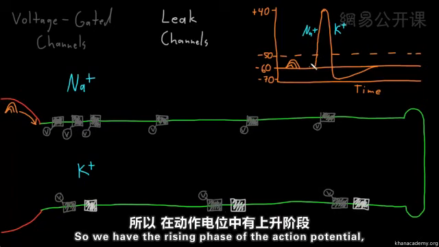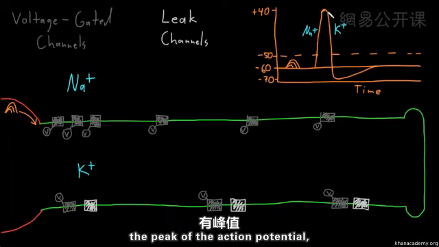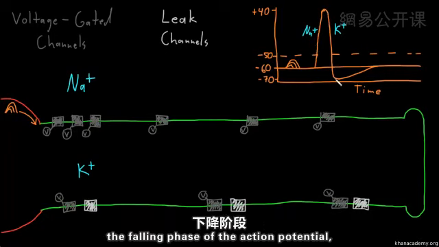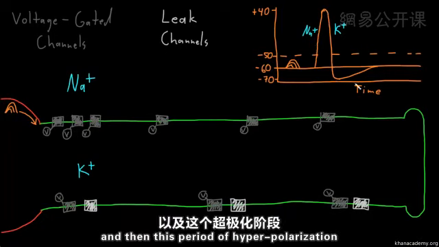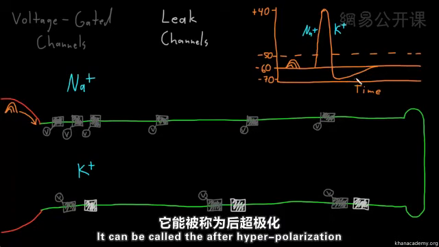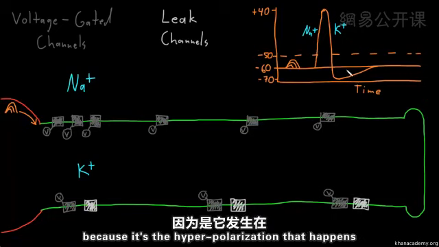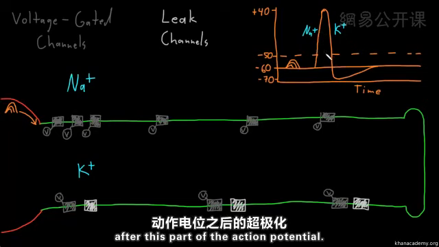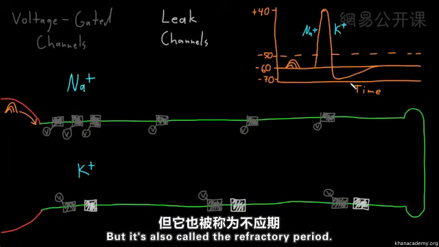So we have the rising phase of the action potential, the peak of the action potential, the falling phase of the action potential, and then this period of hyperpolarization at the end of the action potential has a couple of names. It can be called the after hyperpolarization because it's the hyperpolarization that happens after this part of the action potential. But it's also called the refractory period.